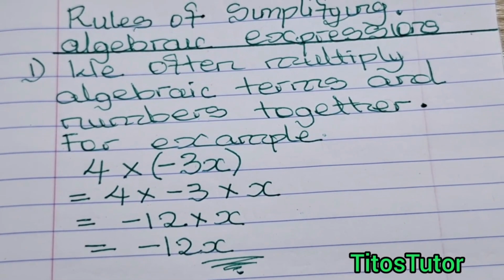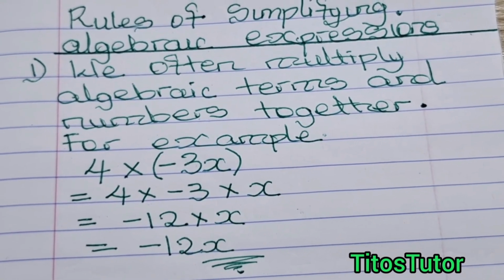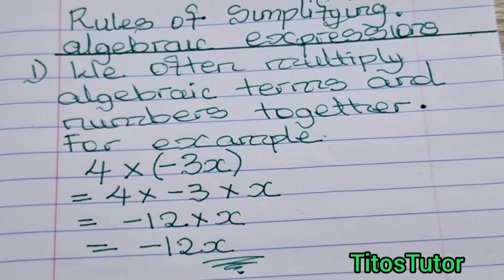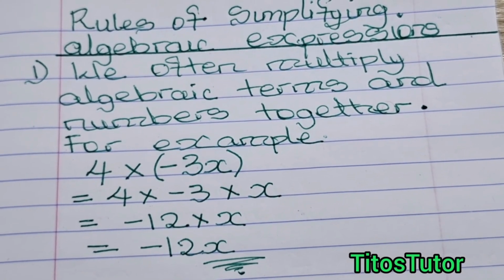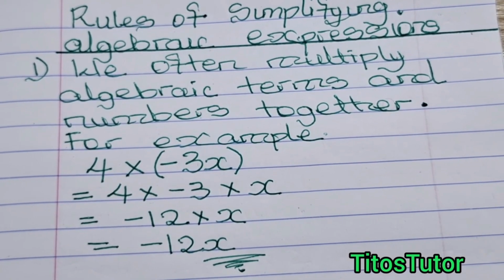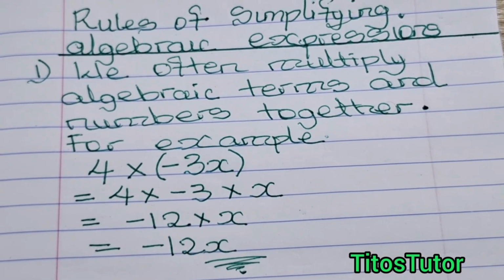So in simplifying algebraic expressions, you can multiply numbers with algebraic terms. That's the first rule of simplifying algebraic expressions.